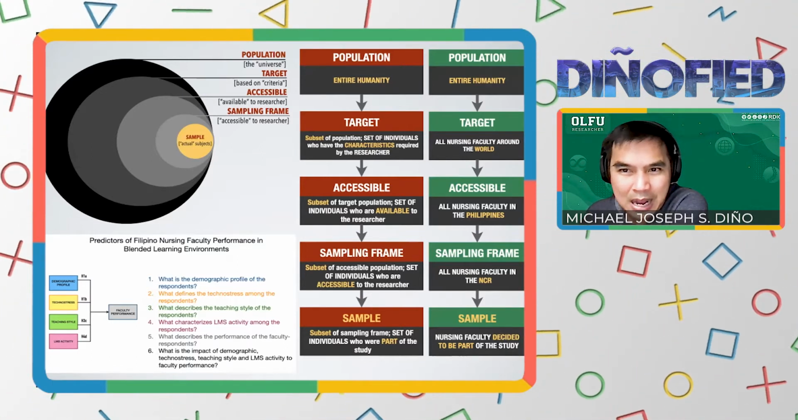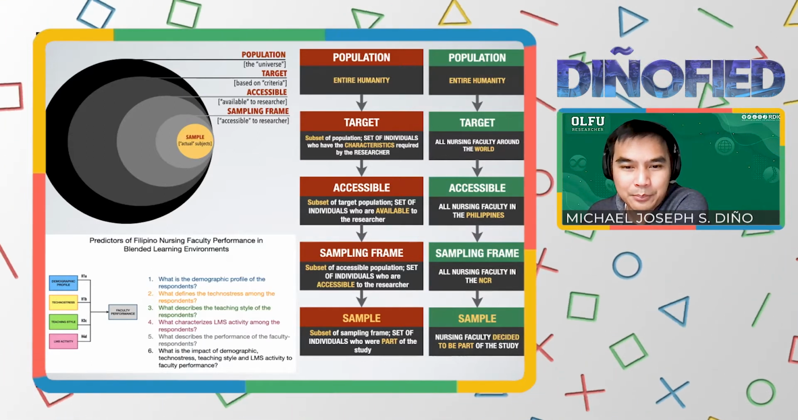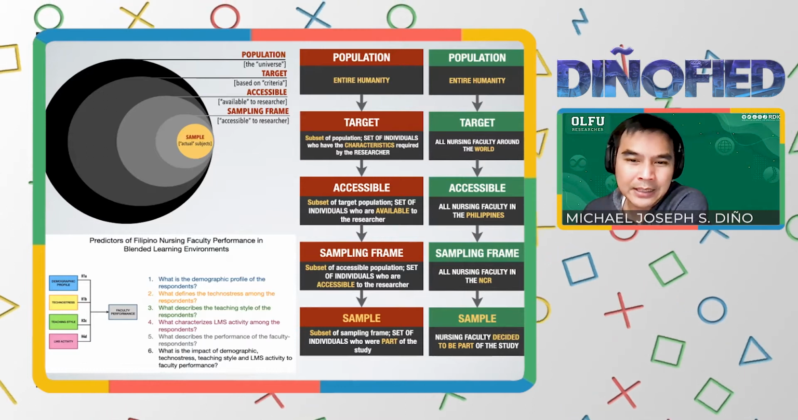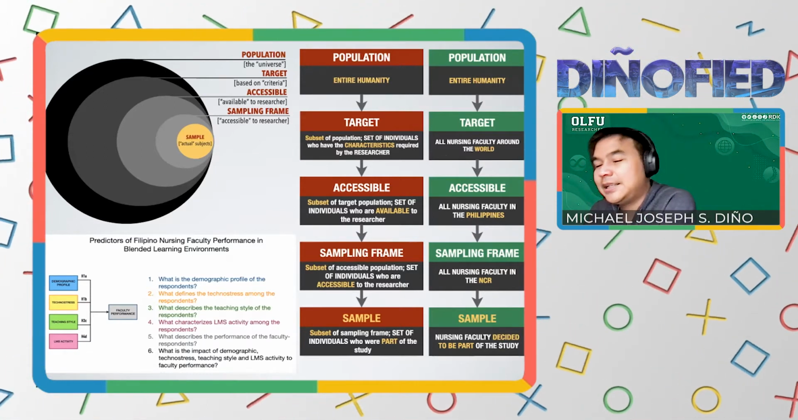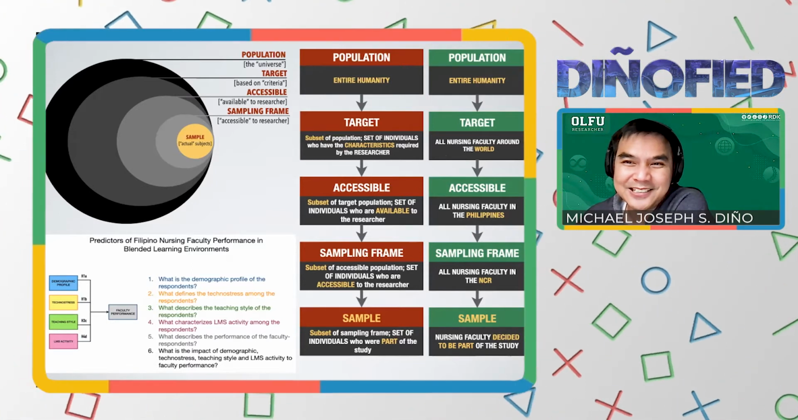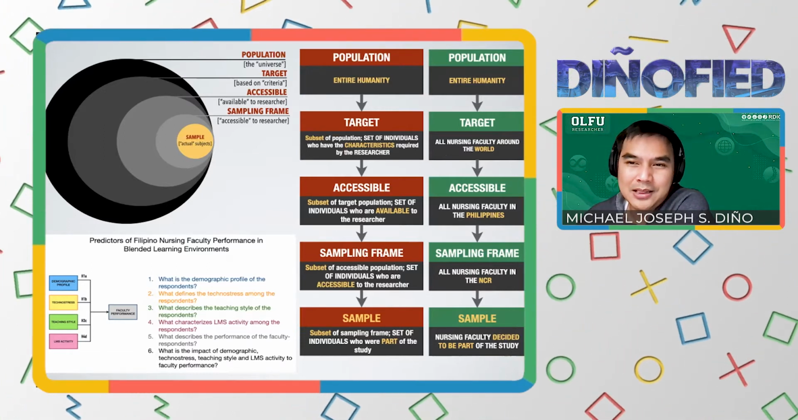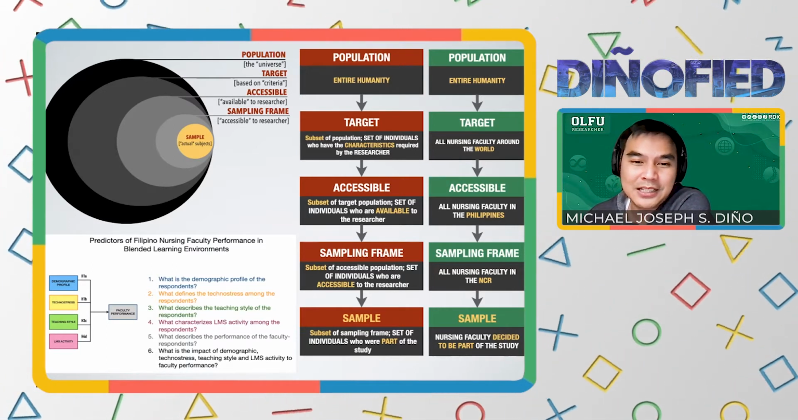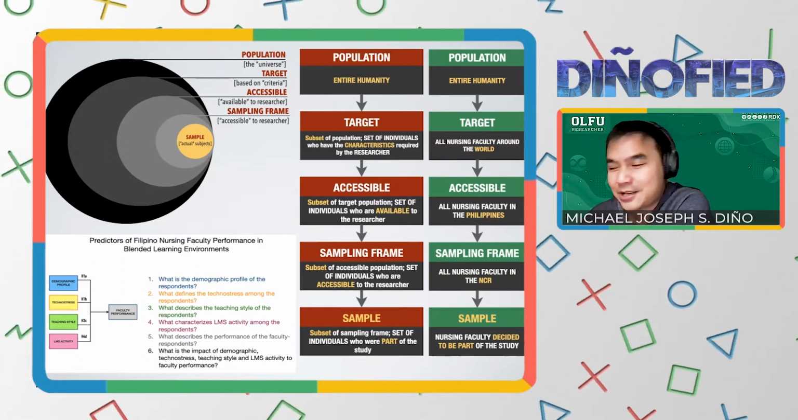And the actual ones you will use in your study would be what you call the sample. Okay? So this is the nursing faculty that you decided to be part of the study. Example, only those at Our Lady of Fatima University. Okay? So again, the process of getting the actual subjects in your study is called sampling, no? That's the process.